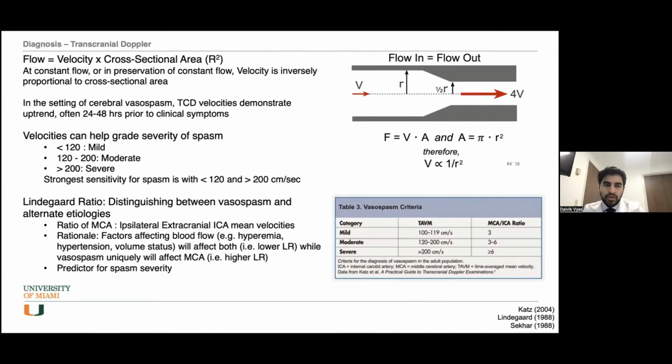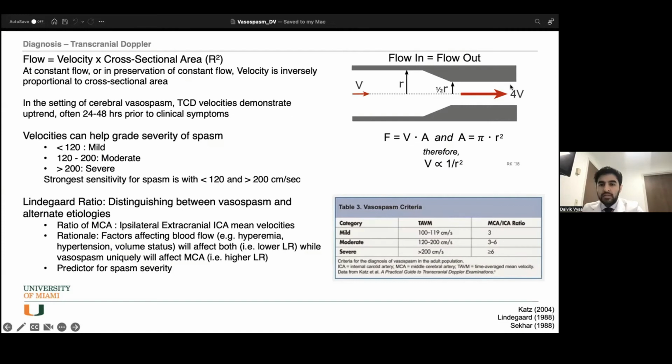So the Lindegaard ratio is a ratio of the MCA to the ipsilateral extracranial ICA's mean velocities. And the rationale behind the Lindegaard ratio is that factors affecting blood flow, so hyperemic blood vessels, hypertension, and volume status will affect both the extracranial ICA as well as the MCA, producing a lower Lindegaard ratio, while vasospasm will uniquely affect the MCA, producing a higher Lindegaard ratio. And this helps provide another prediction for what vasospasm severity looks like.